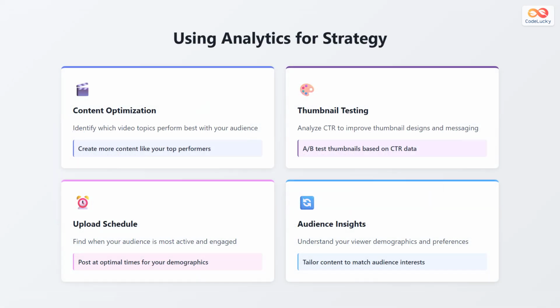Now that you understand these metrics, here's how to use them to improve your channel. First, optimize your content by identifying which video topics perform best and creating more content like your top performers. Second, test different thumbnail designs and analyze their CTR to find what makes people click. Third, determine when your audience is most active and post at those optimal times. Finally, use demographic data to tailor your content to match your audience's interests and preferences. Analytics is not just about numbers, it's about understanding your viewers and creating content they love. Check your analytics weekly and make adjustments based on what the data tells you.